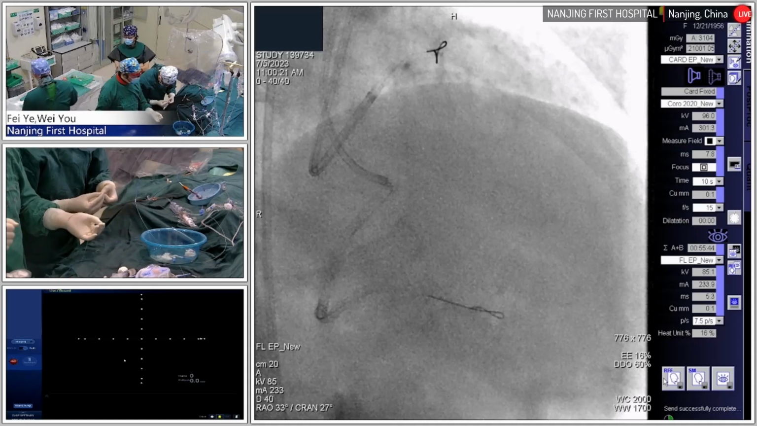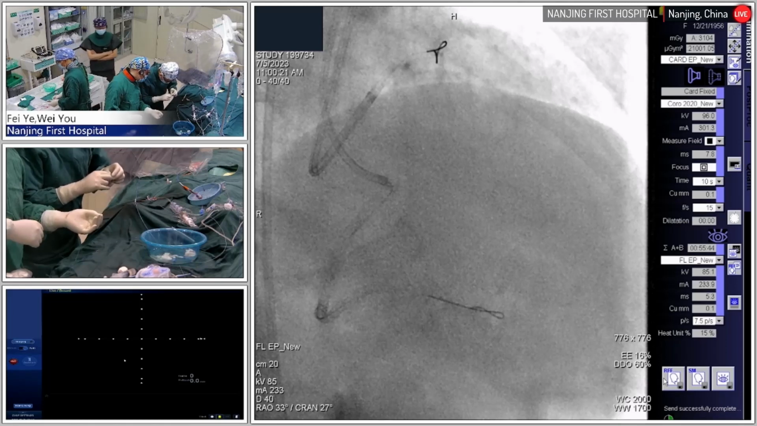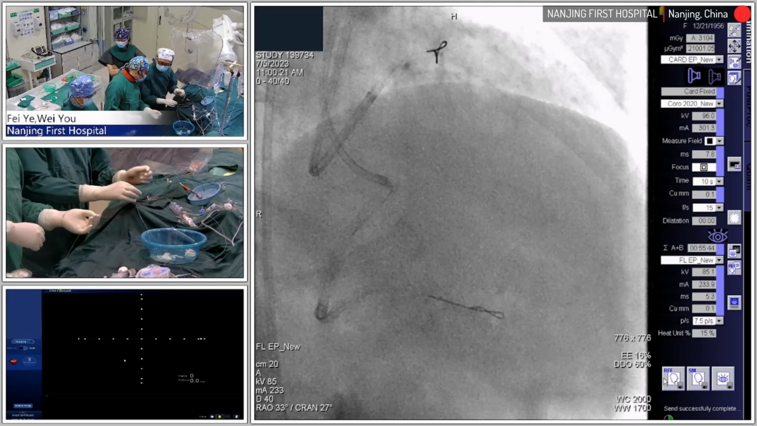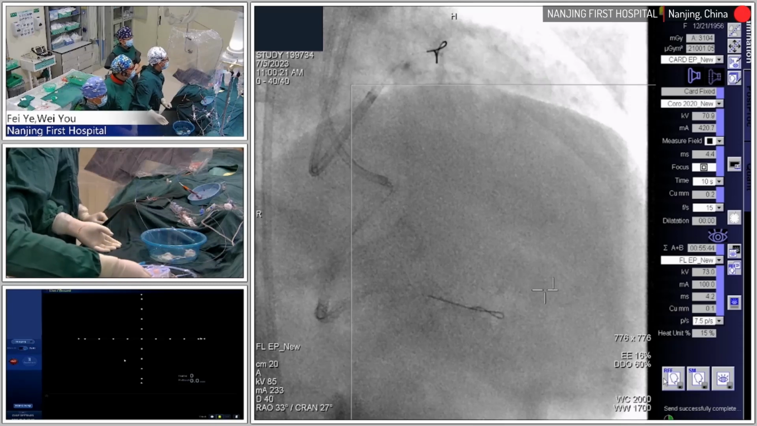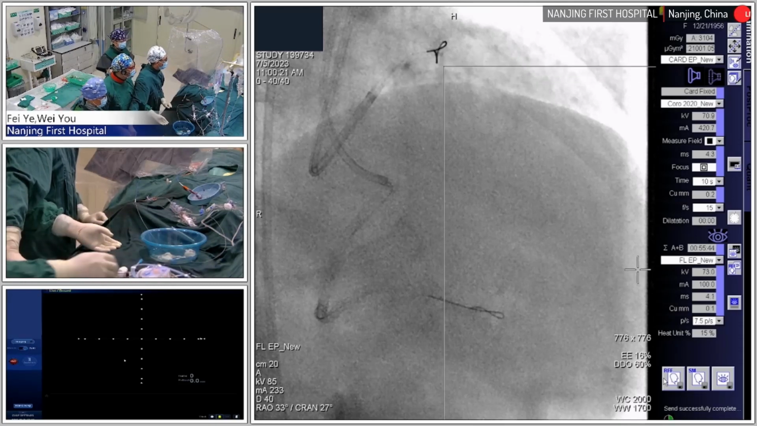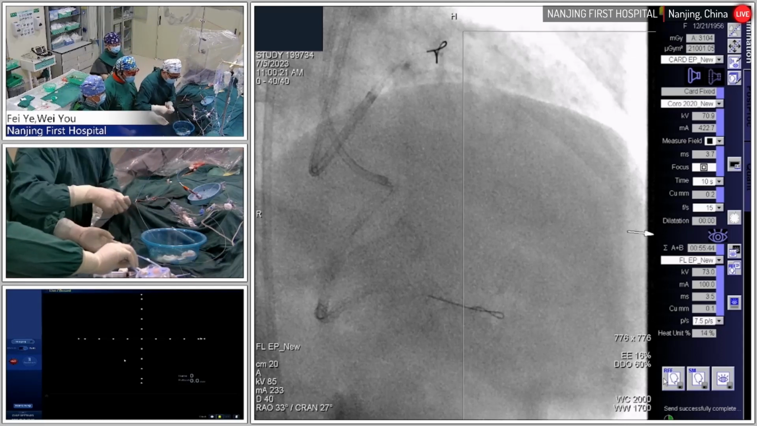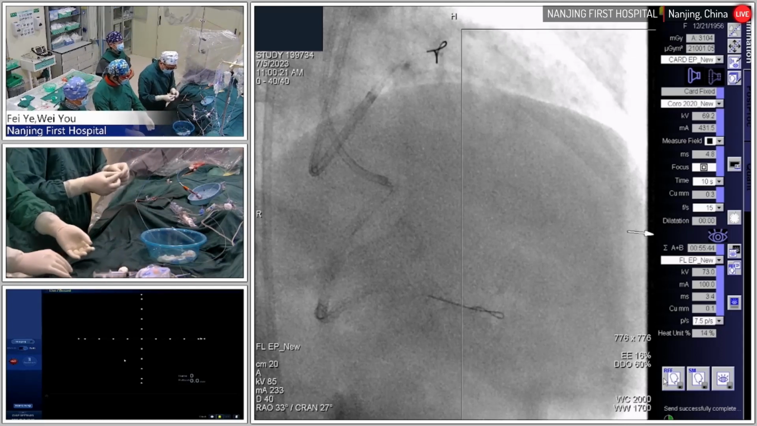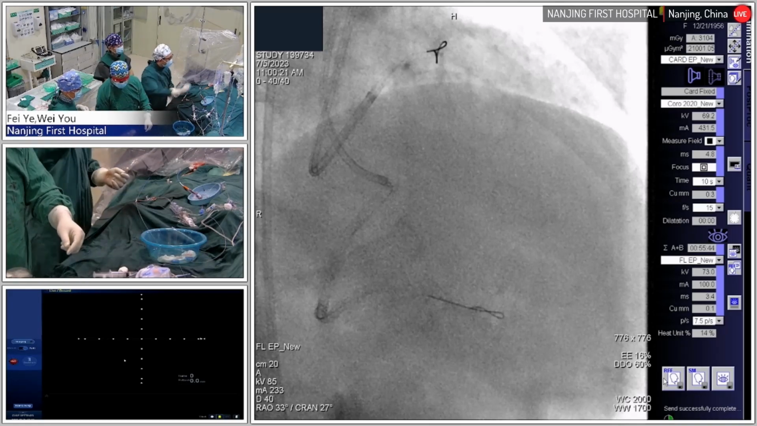New one. The smallest profile microcatheter in China is 1.7 French. Yeah, it's the smallest profile. Some company has 1.6. The Caravel, I think, will be better because it's more smooth. Put the microcatheter through, please.